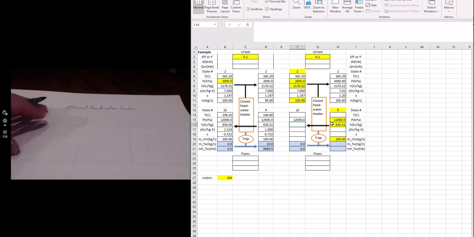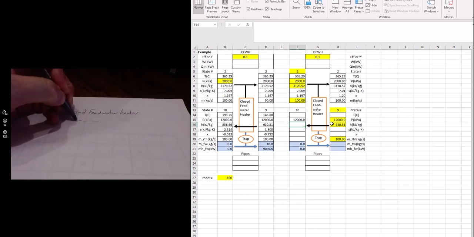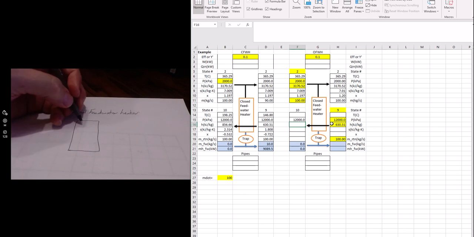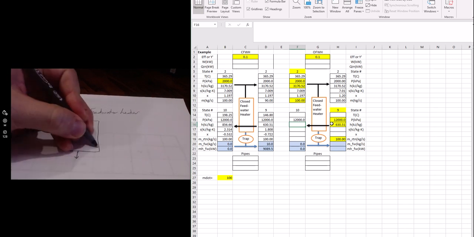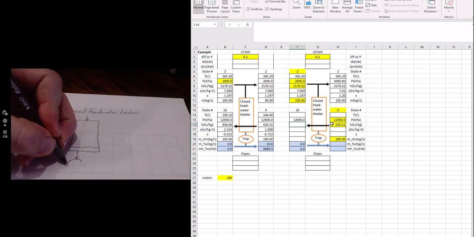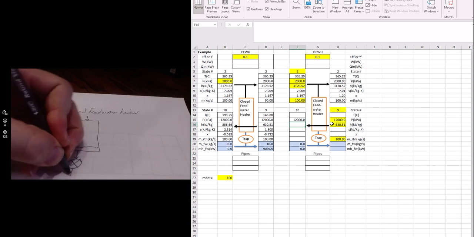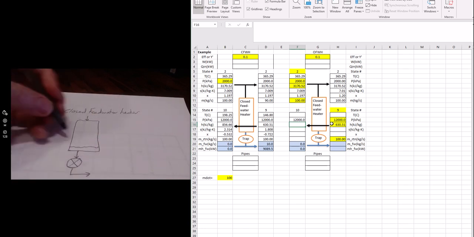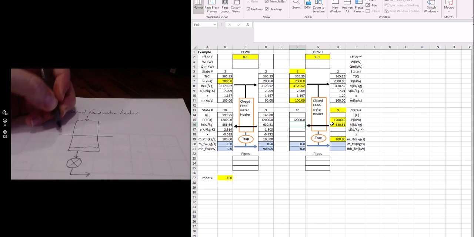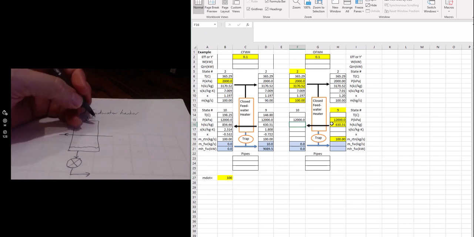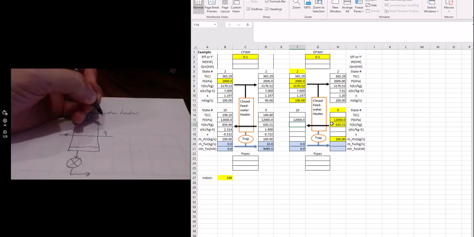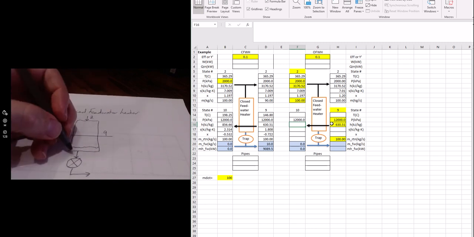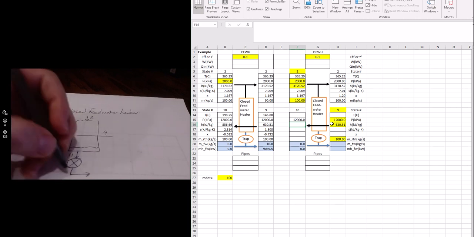So in a closed feed water heater, we have two separate streams. We've got one stream coming in here, coming out as a saturated liquid, and we have a valve here which has a pressure drop. And then we have a pipe that goes all the way through. We'll use the states that are labeled here, 2, 9, 10. These two aren't labeled, but I'm going to call them 11 and 12.